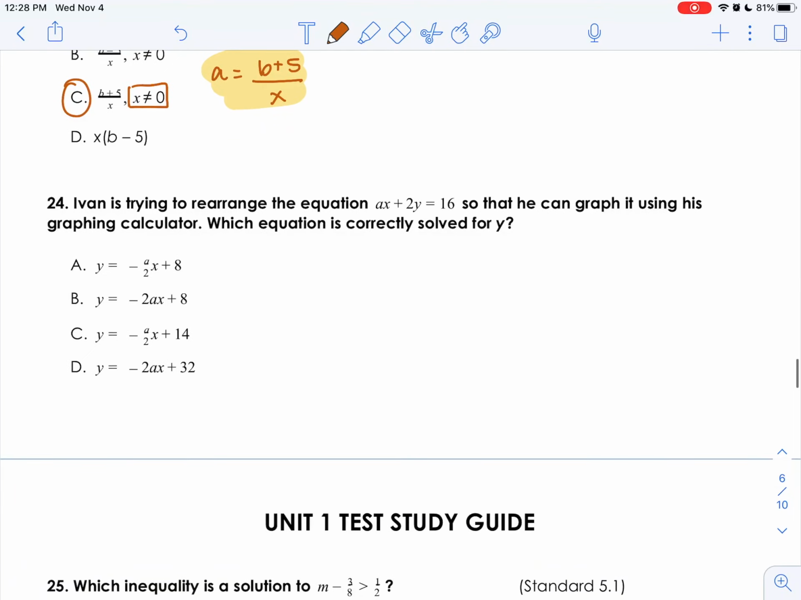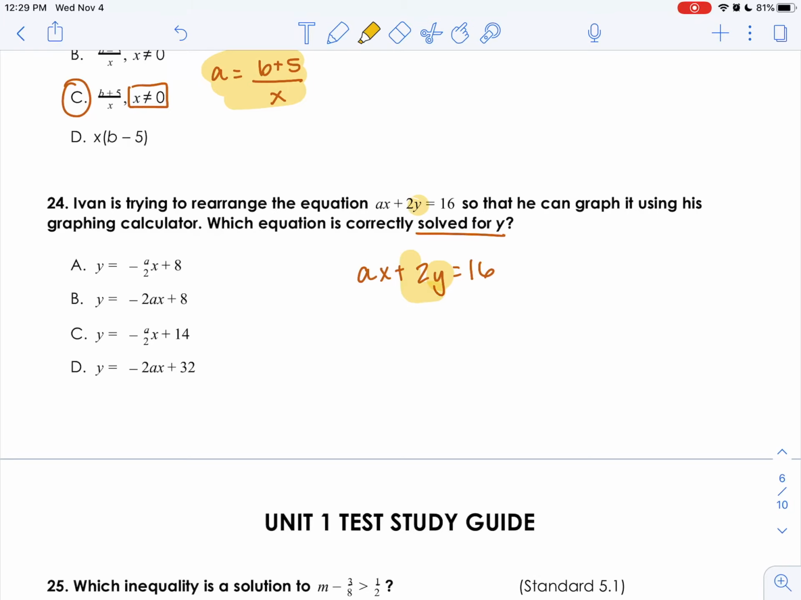24 is also a literal equation. It says Ivan is trying to rearrange the equation ax plus 2y equals 16 so that he can graph it using his graphing calculator. Which equation is correctly solved for y? Meaning, how can I get y by itself? For this one, I'm going to rewrite it. Remember, I'm trying to get the y by itself, so I'm going to use the same strategy.